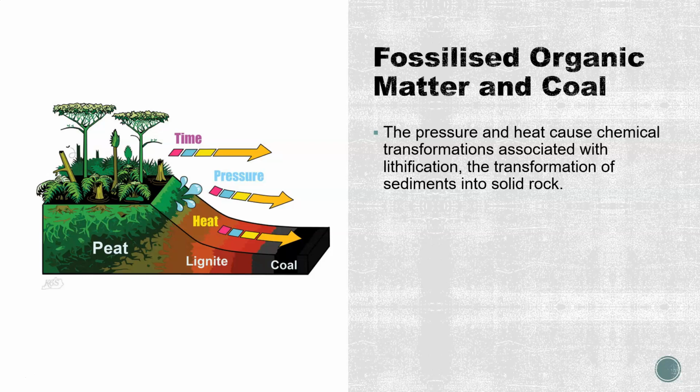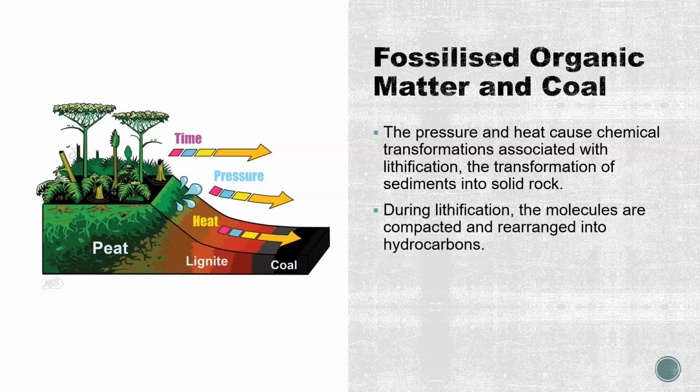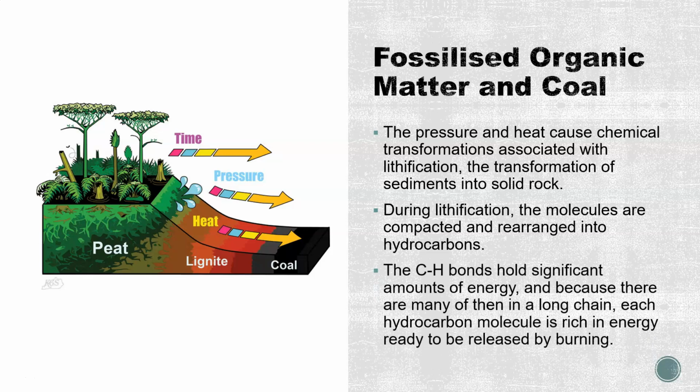So back in year 8, you looked at the rock cycle. Okay, and you learned that for a sedimentary rock to turn to a metamorphic rock or even an igneous rock, it had to undergo heat and or pressure. And that's the same to form our coal. We've got peat, and that peat needs to be heated and under pressure to undergo the process of lithification, where the molecules get really, really compact and rearrange into what we call hydrocarbons.